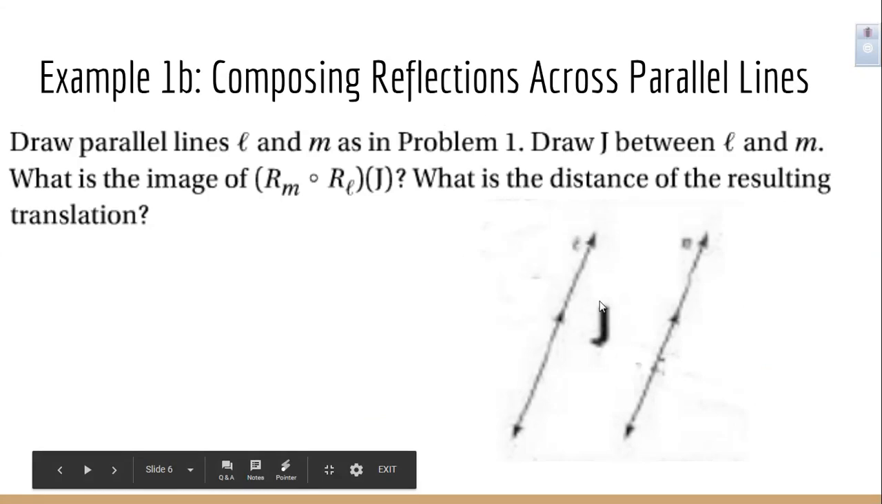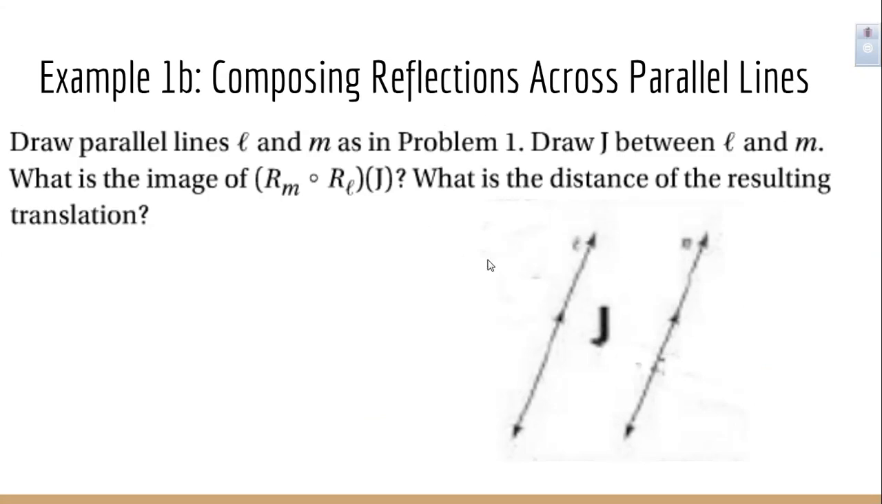I want you guys to try to draw this one. And this will be composition of 2 reflections across parallel lines. So you're going to draw, once again, J. So draw J between L and M. What is the image of reflection across line M of the reflection across line L of point J? So what is the distance of the resulting translation? So once again, draw your line across to set up your perpendicular line to help draw the J in the right position. So pause the video now, work this one out.